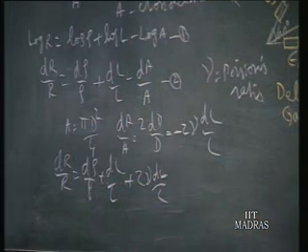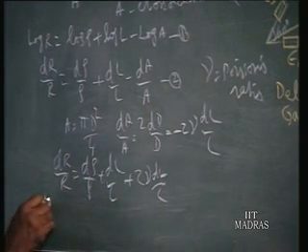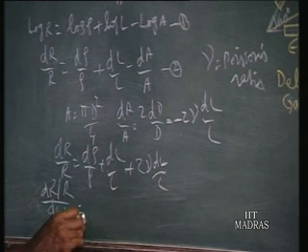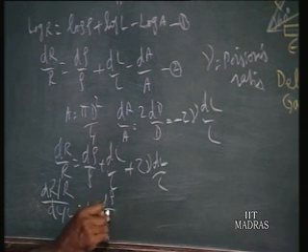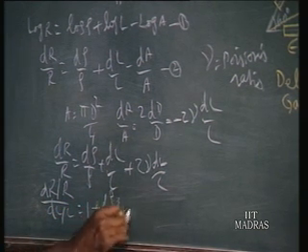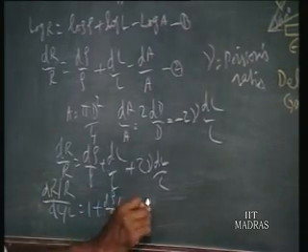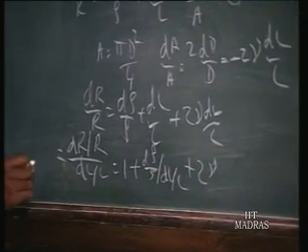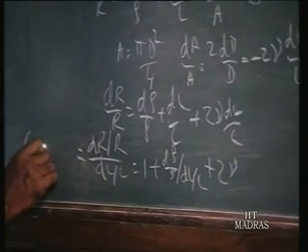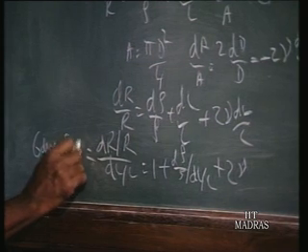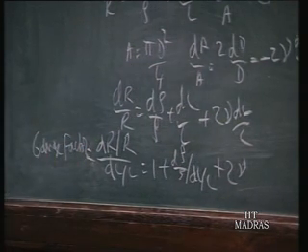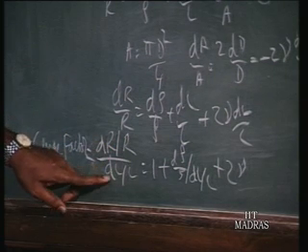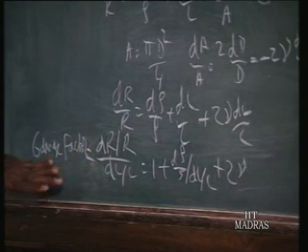Now divide the whole equation by dL by L. So dR by R divided by dL by L is equal to 1 plus d rho by rho divided by dL by L plus 2 nu. Now this dR by R by dL by L is called the gauge factor of the strain gauge. What does it represent? The relative resistance change per unit strain. That is the definition of gauge factor.